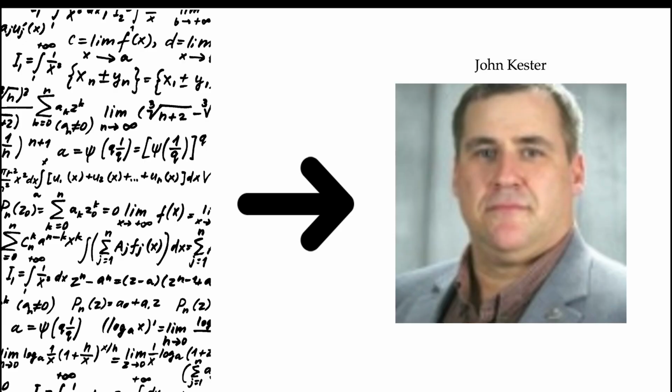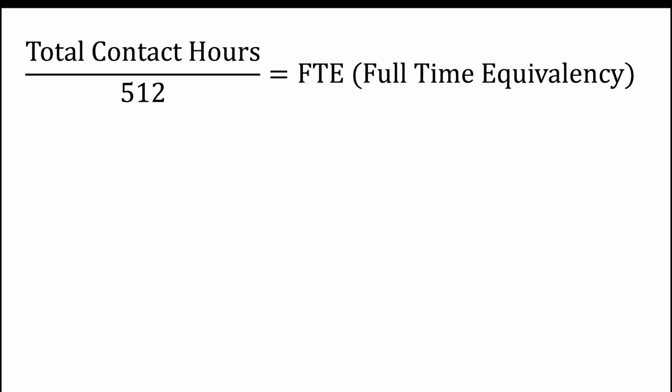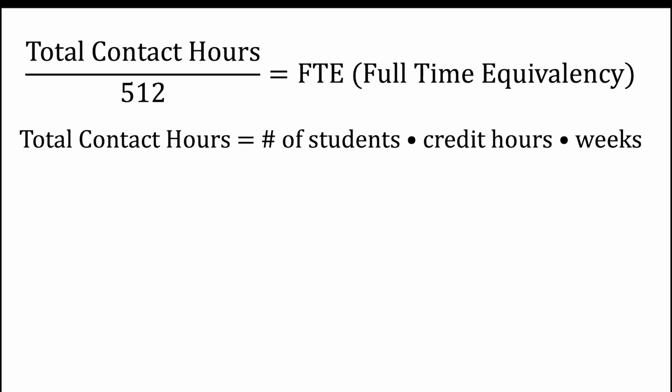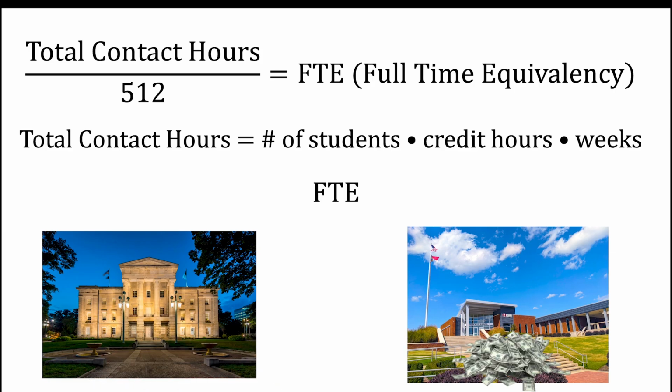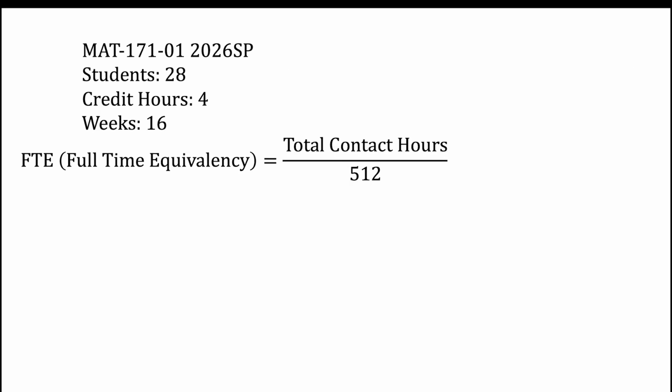I'm John Kester II, and the person I'm covering for my Math and People project is my father, John Kester, who is the Dean of Engineering here at RCC. The math problem that he uses in his work is total contact hours divided by 512 equals full-time equivalency. Total contact hours is equal to the number of students in a class times the credit hours of that class times how many weeks that class is. FTE is how the state figures out how much money to give to the college.